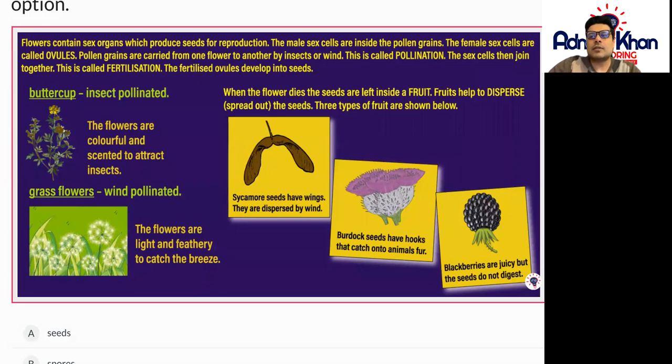The sex cells then join together. This process is called fertilization. And the fertilized ovules develop into brand new seeds.